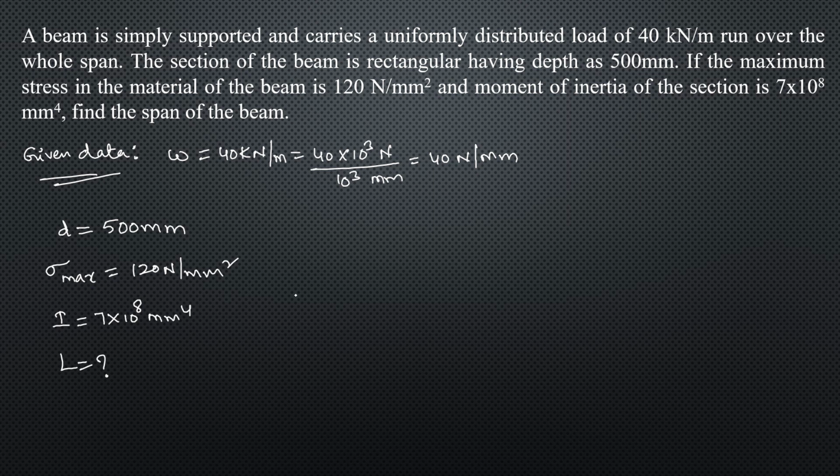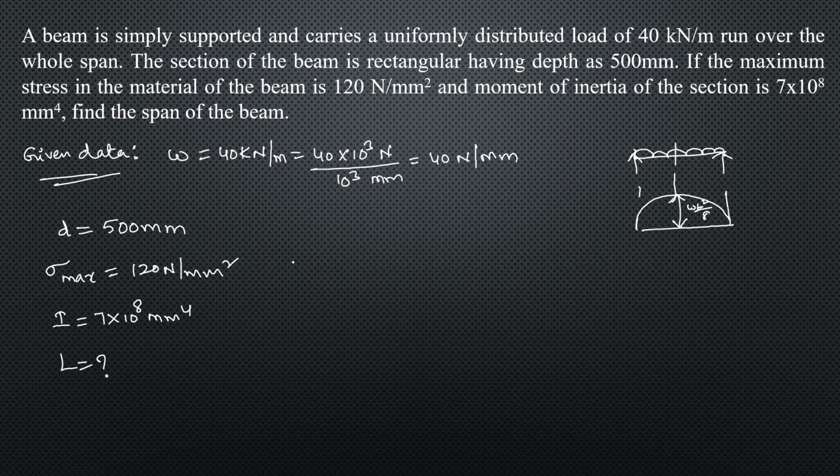Okay, so initially what we have to do is, basically this is a simply supported beam which is carrying UDL over the entire span. So we know that when a simply supported beam carries UDL over the entire span, the bending moment diagram will be a parabola and the maximum bending moment occurs at the center, and the intensity of this is WL square by 8. So first we should take this formula.